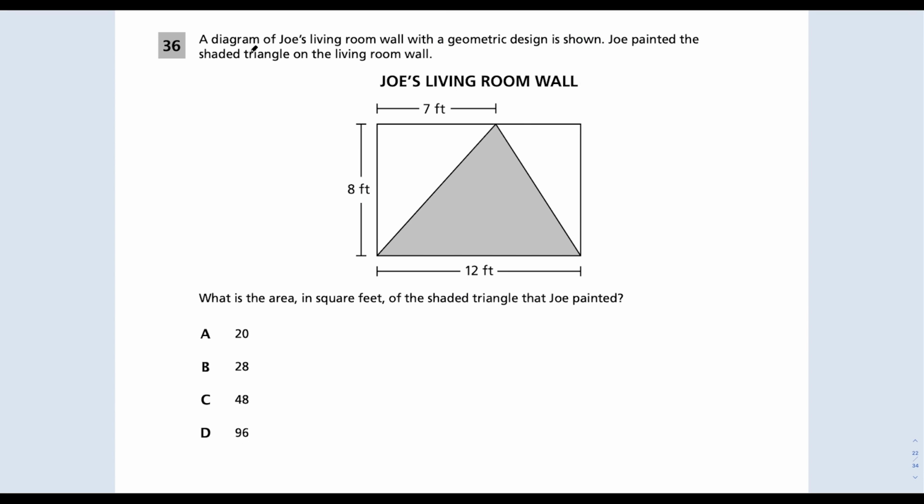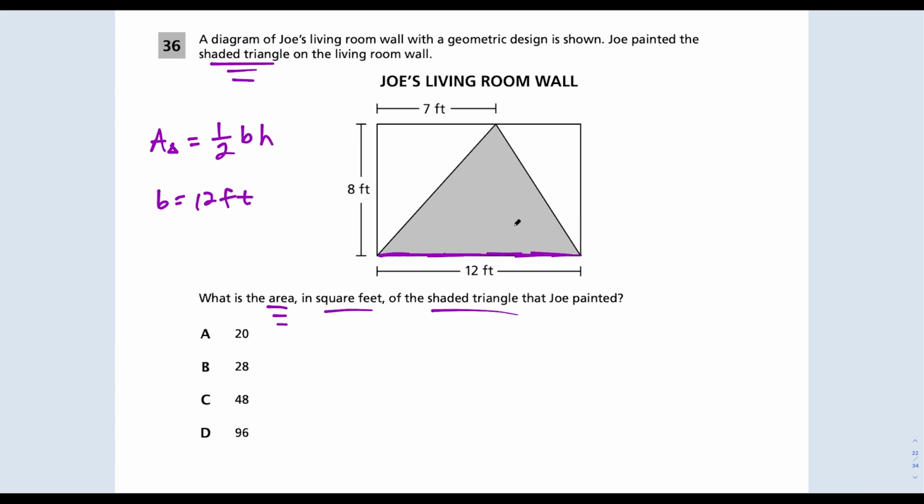Question 36, a diagram of Joe's living room wall with a geometric design is shown. Joe painted the shaded triangle on the living room wall. What is the area in square feet of the shaded triangle that Joe painted? So the first thing you need to know here is that the area of a triangle, the formula, is 1/2 base times height. Now, the base we're going to say is 12 feet, because that's the one side of the triangle that we actually know. So the base is 12 feet.